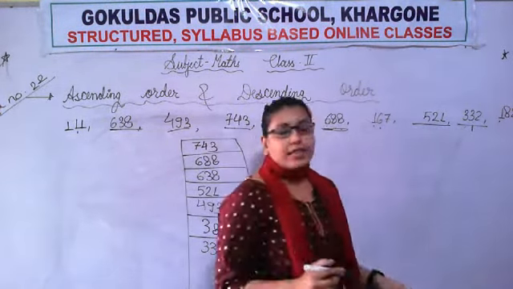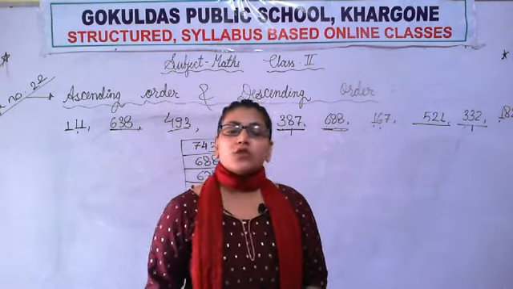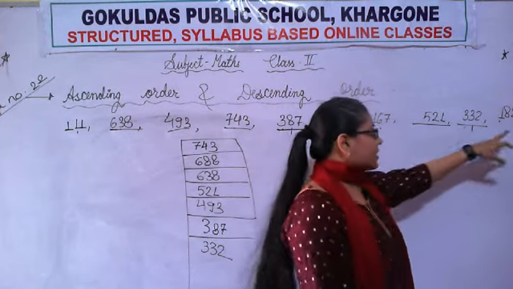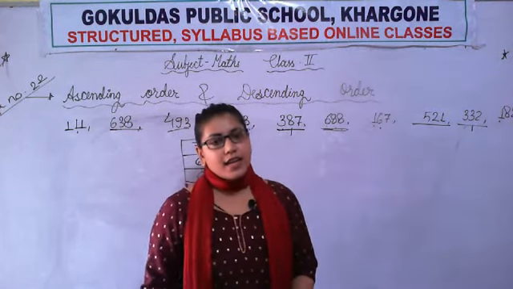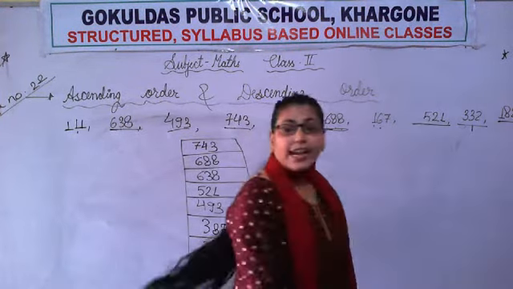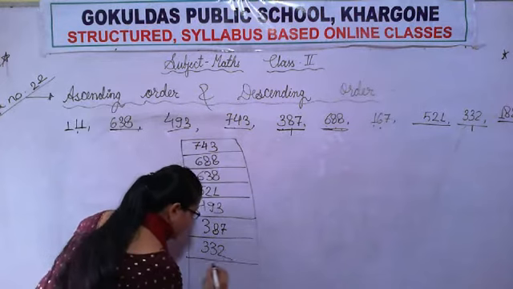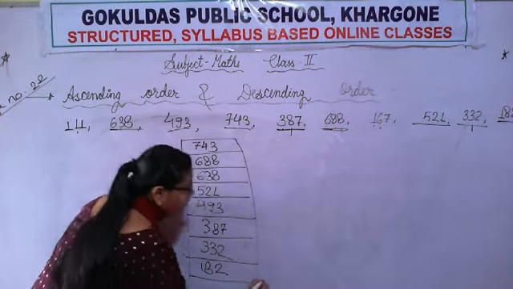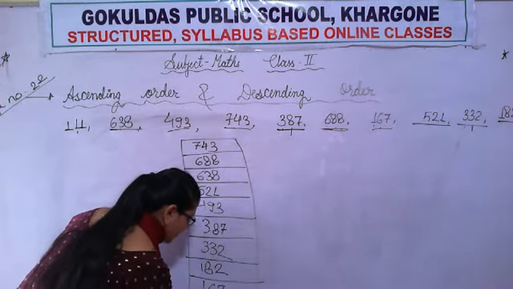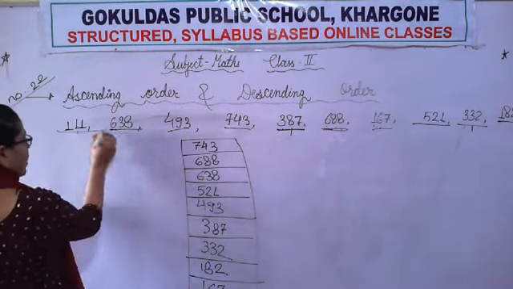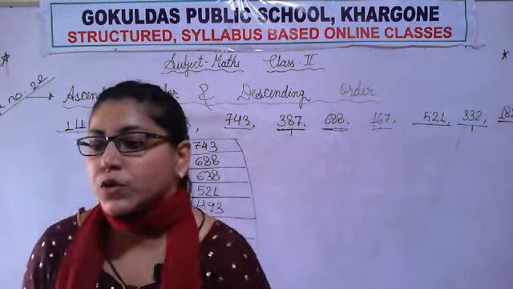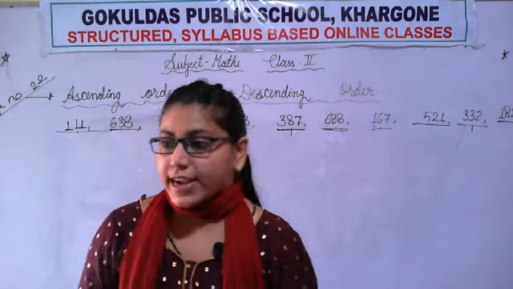Both the numbers are having 1 at the hundreds place. So we will check for tens. Now here 6 is at tens place and here 8. So which one is greater, 6 or 8? Obviously 8 is greater. It means we will write 182 first. Then we will write 167. Then we will write 111. Now I hope you all understood about ascending and descending order.